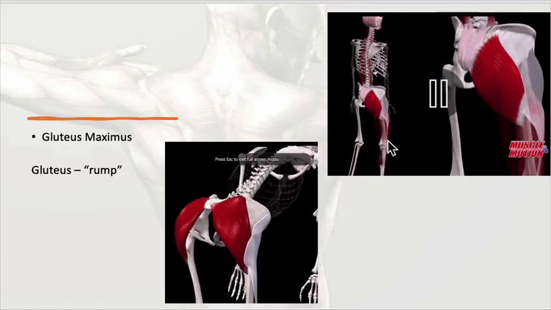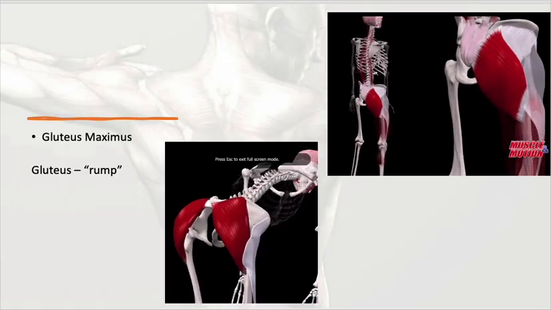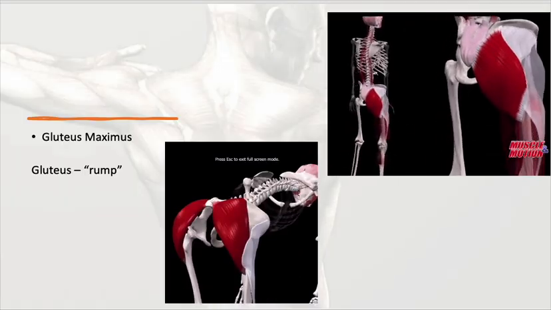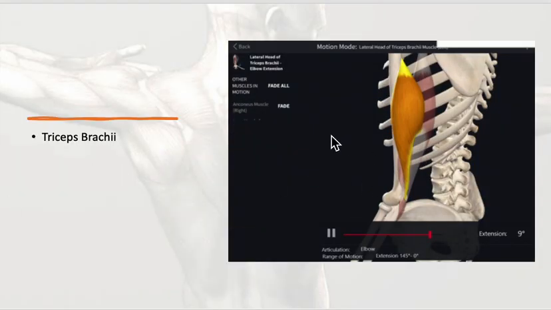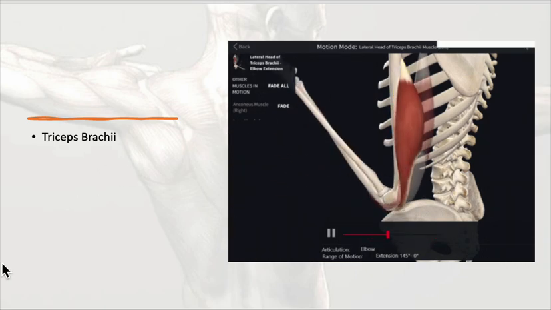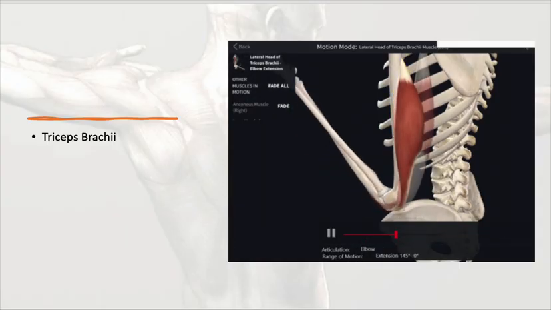We can see here, if we're doing even a one-legged lunge, this muscle is going to contract. And its main antagonist is the iliopsoas, which we'll see on an upcoming slide. Triceps brachii here is performing the antagonistic or opposite movement to the biceps to allow us to extend the forearm.